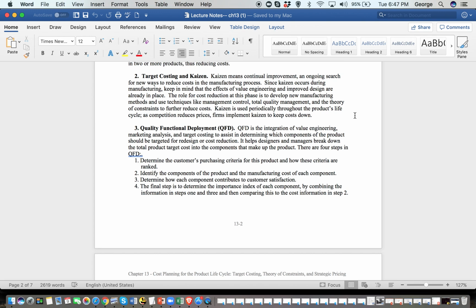QFD, quality functional deployment, will be the integration of value engineering, marketing analysis, and target costing to assist in determining which of our components should be targeted for redesign or cost reduction. Right? So our product has a number of different components. We may not need to redesign all of them, but we're going to look at the ones in QFD. We're going to look at the ones that are ripe for redeployment. Those would be the ones that, if I can reduce their cost, I'm not going to lose any quality in the product or any functionality.